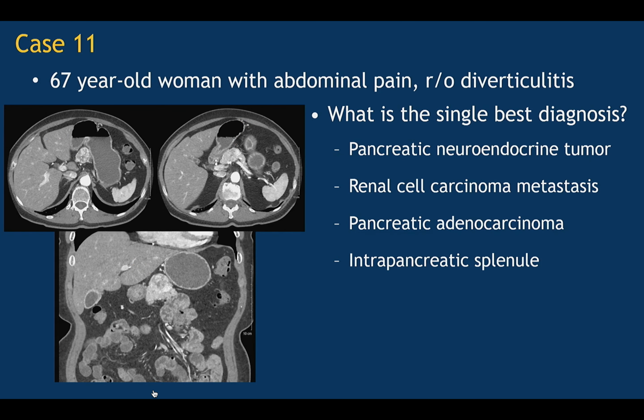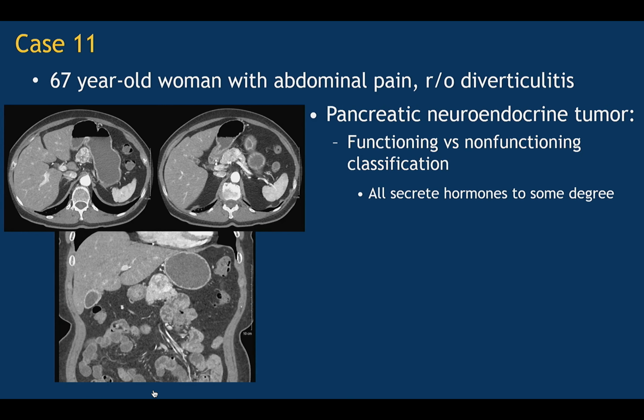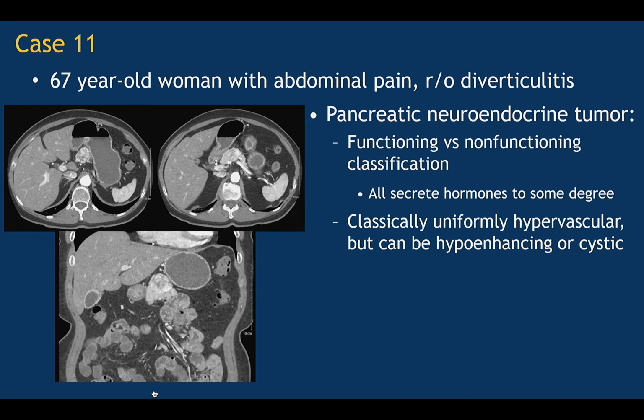What is the single best diagnosis for this hypervascular pancreatic lesion? Pancreatic neuroendocrine tumor, a renal cell carcinoma metastasis, pancreatic adenocarcinoma, or an intrapancreatic splenule? The correct answer is pancreatic neuroendocrine tumor. Some people are moving away from the functioning versus non-functioning classification. It's felt that all of these tumors secrete hormones to some degree, and it's just a matter of whether or not the patient is symptomatic.